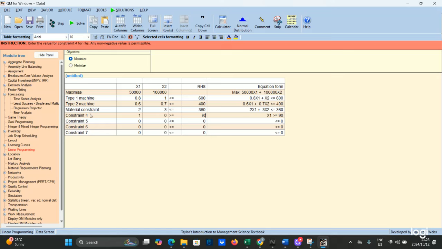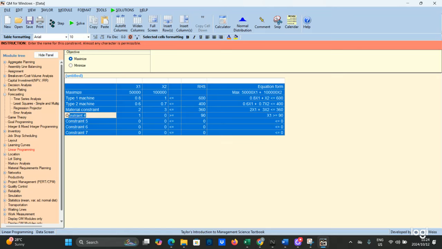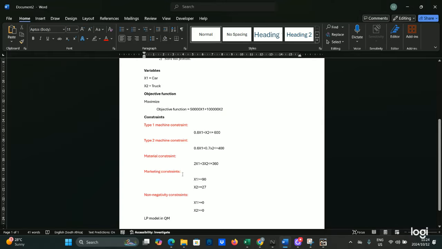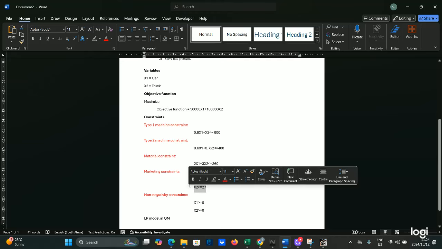So this is our first marketing constraint, marketing constraint one. Now we're going to go back to our second constraint. Here they're saying the trucks produced demand should be at least 27, which means greater than or equal to 27.